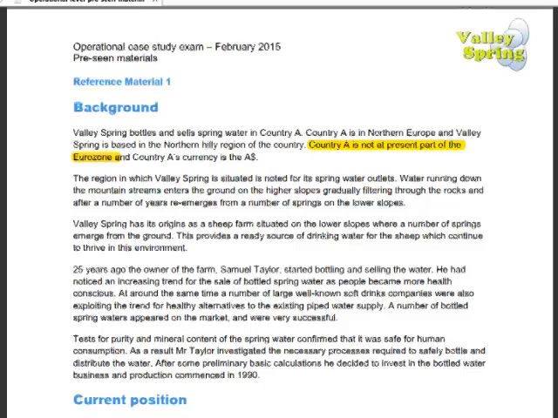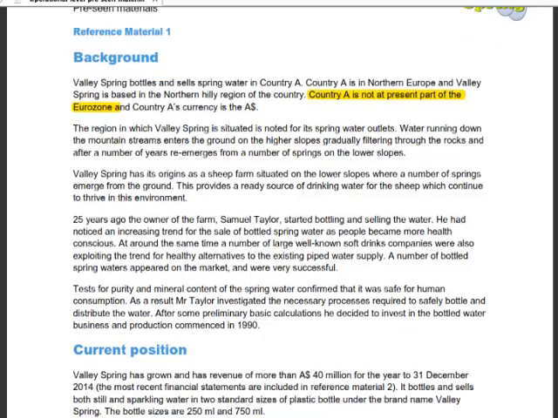So for example, it doesn't seem very relevant, but country A is in Northern Europe. Country A is not at present, and it's those words at present, part of the Eurozone. And when we look at the marketing material later on, it seems obvious that the Eurozone is a big potential market. Is this something that might be relevant later on? Yeah, there might be some barriers to entry, for example. So I'm just highlighting that as something that might be worth considering.